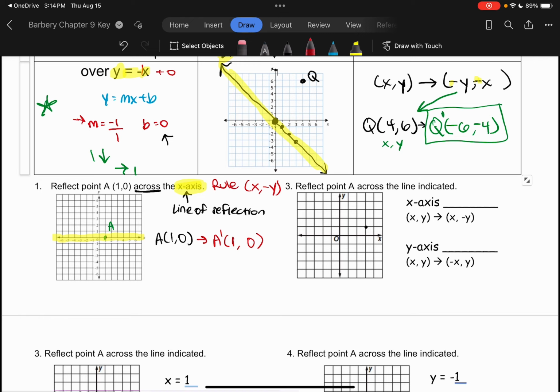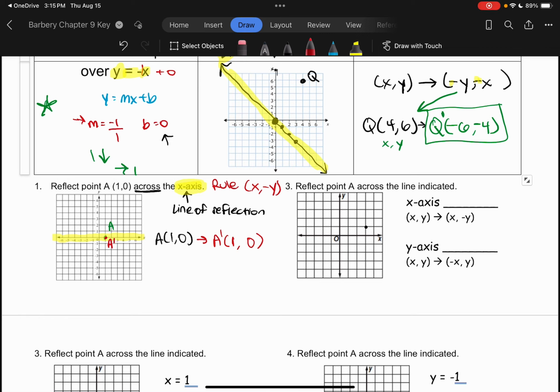It ends up being the same. We call this a fixed point. If it is asking you to reflect something and that point is on the line of reflection, it's not going to move. It's going to be fixed. It's going to stay. Let's look at a few more examples.